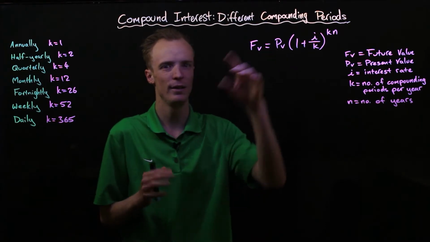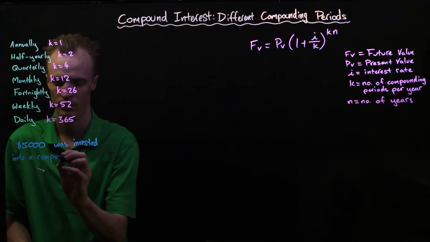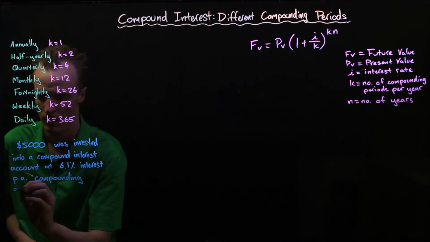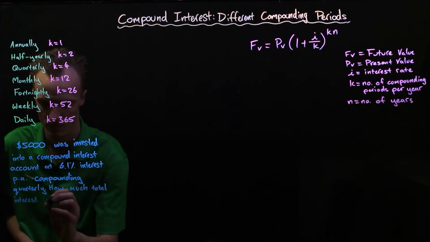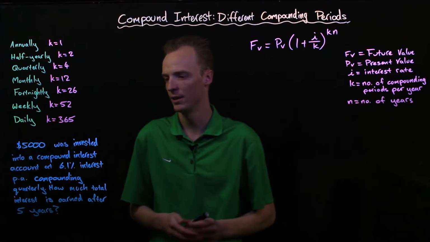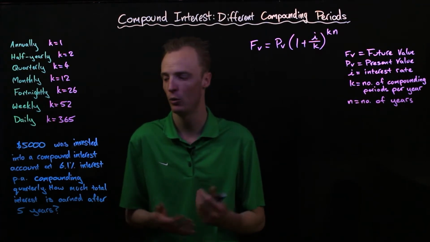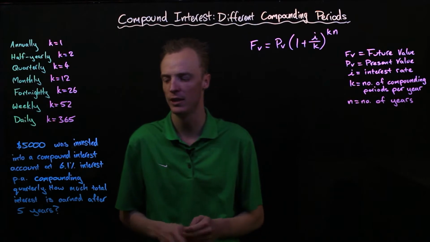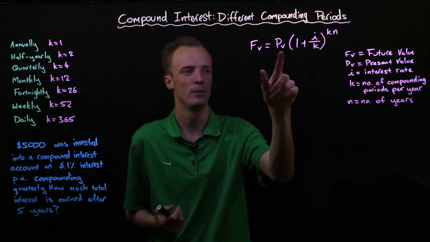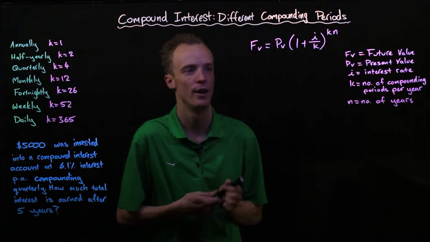Now that we've discussed the different values that K can actually be, let's have a look at the following problem so we can apply this formula and see how it works. Where $5,000 was invested into a compound interest account at 6.1% interest per annum compounding quarterly. We want to know how much total interest is earned after 5 years. Now with these types of problems, I always like to work through each variable that I have in my formula to work out what information I do have and what information I need to find.